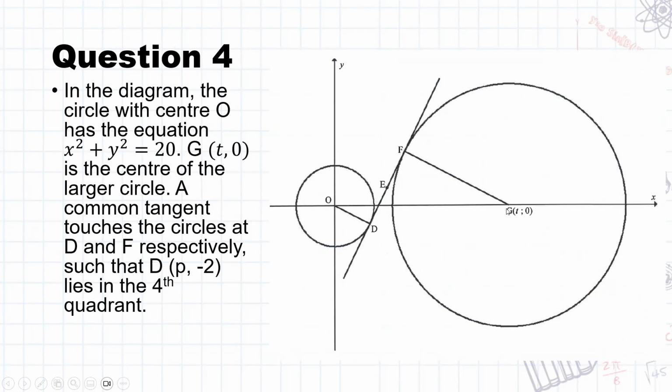Then it gives you that the center of the big circle is G, which is (t, 0). A common tangent touches the circles at D and F. So we have to think about all the tangent theory that we know as well. And then, of course, it's given that D is a point on the circle with the point (p, -2), and it lies in the fourth quadrant. So that tells us that your x is positive, but your y is negative.